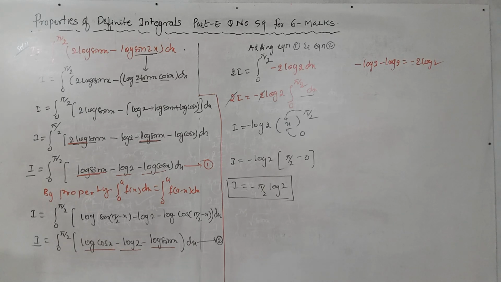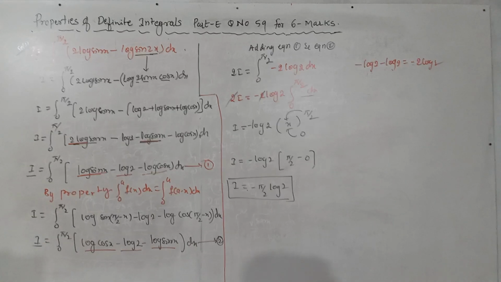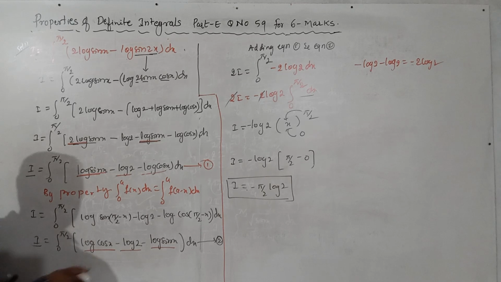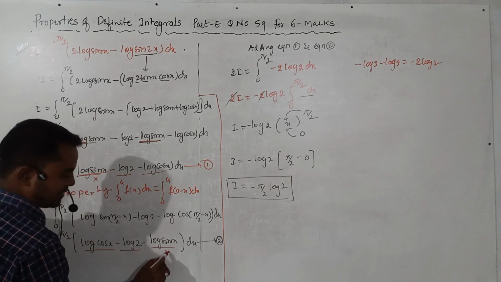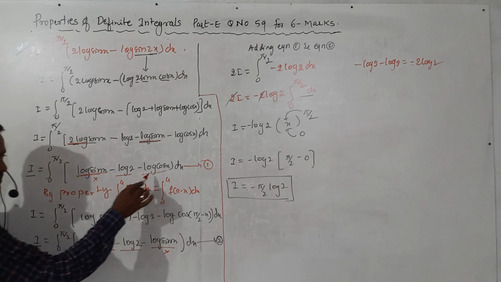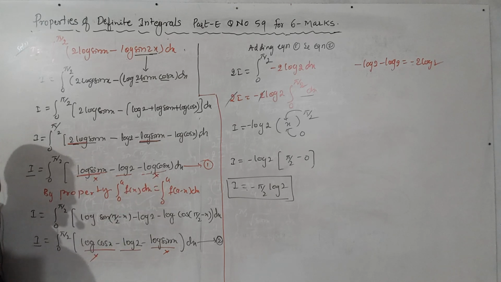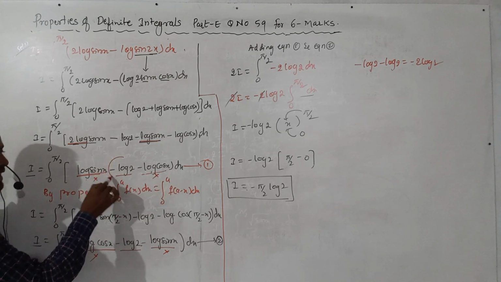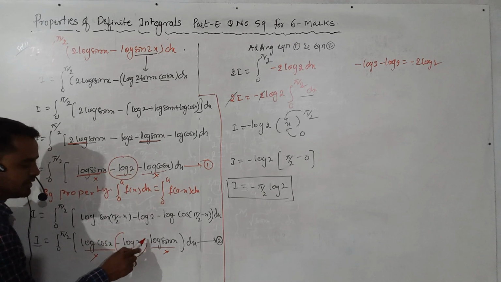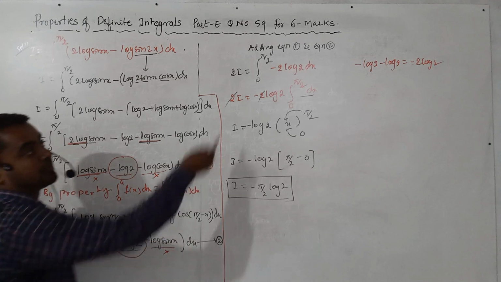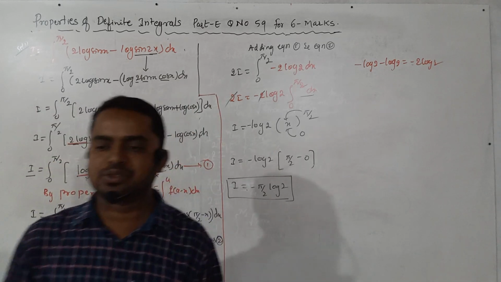Clear? Any doubts? One more thing. After adding, the log sin x terms will be cancelled, and minus log cos x plus log cos x cancel. Only remaining here are minus log 2 and minus log 2, which becomes minus 2 log 2.